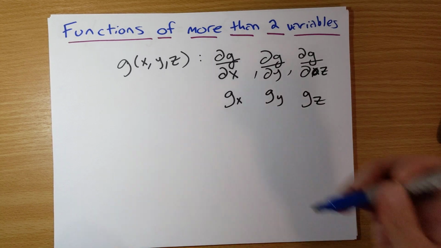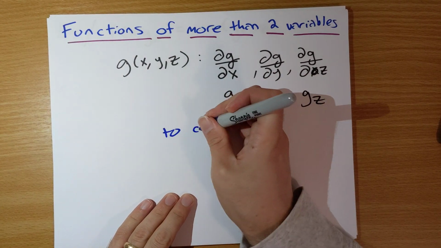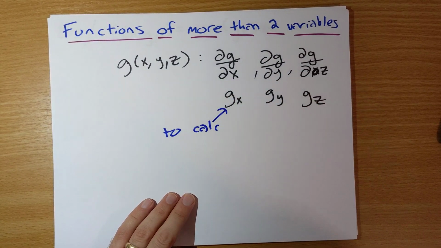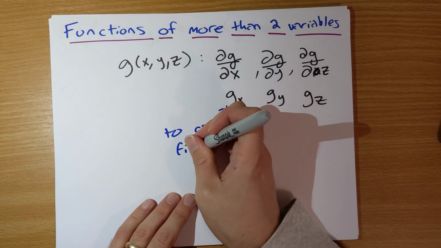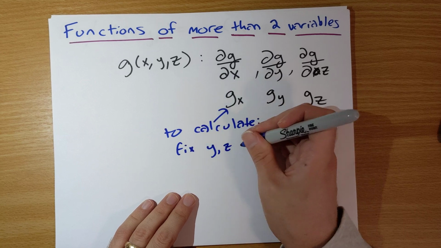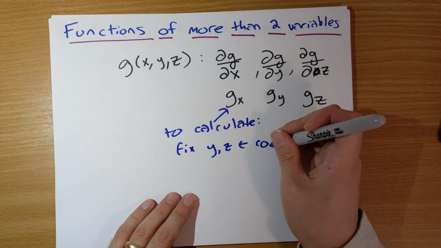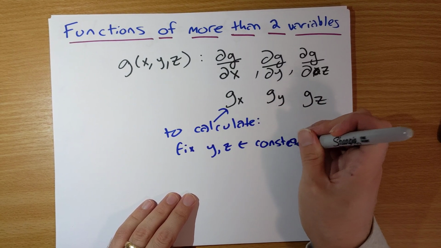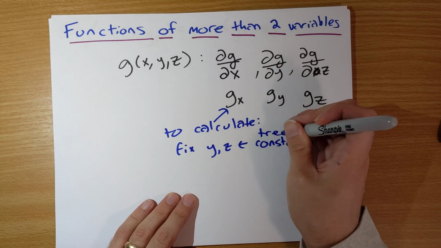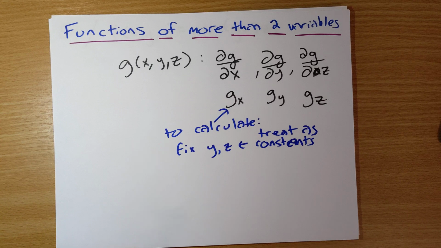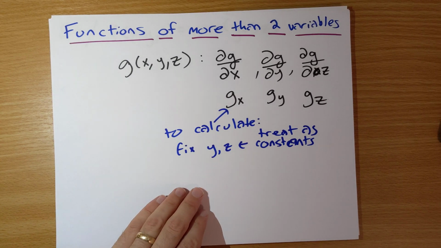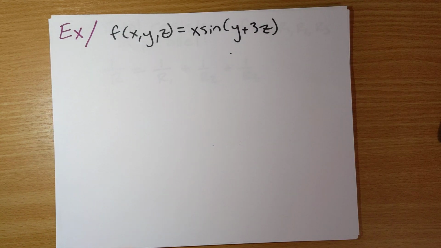If you want to calculate, say, the x partial derivative, fix y and z, that means treat them as constants, and then take the derivative with respect to x. So let's just do a quick example here.